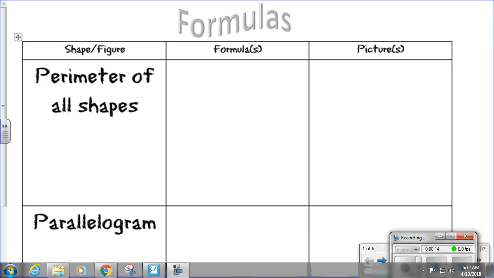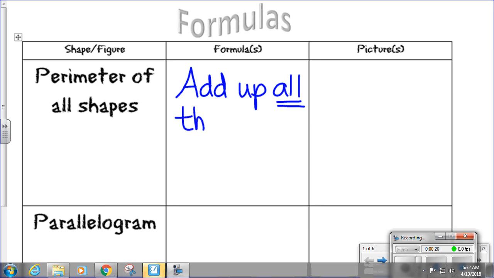First thing I'm going to talk about is perimeter of all shapes. It's not a formula. In order to find the perimeter of all the shapes, you will add up all the sides. I am emphasizing the word all, because even if someone only gives you 2 side lengths, you need to find the other 2 or 5, however many sides that you have, and add them all together.